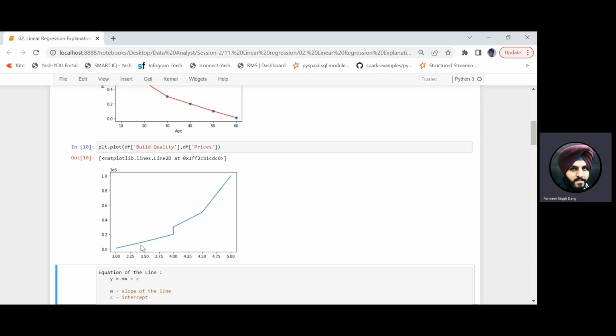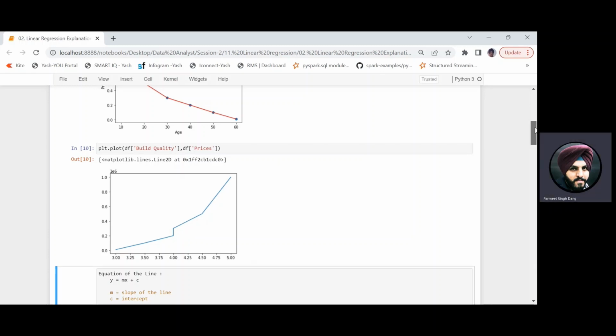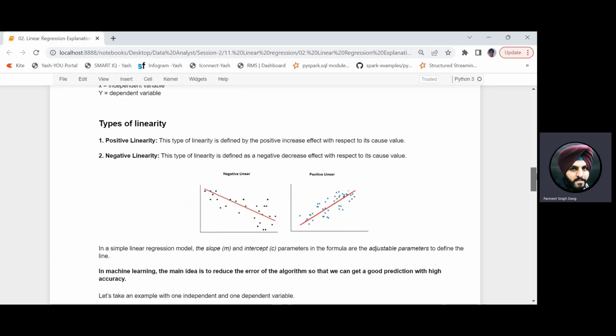Now you would see here that as the build quality is increasing, the price of the house is increasing. It's not perfectly linear, but there would be a straight line, right? So this kind of relationship is known as a positive linear relationship. So we have two types of linearity: one is positive linearity and another one is negative linearity.